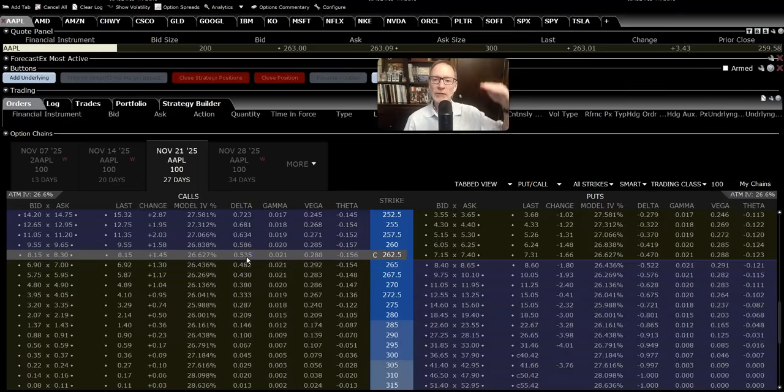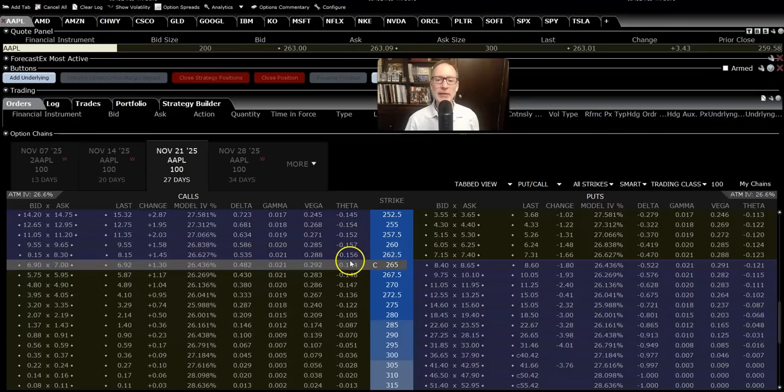So that means if Apple jumps up $1, these 262.5 calls should move up about 53 cents per contract, or about 53% of whatever Apple stock does. Okay, theta in this case is 15.6 cents. It's listed as dollars and cents, but most of these are in cents. So this is 15.6 cents.